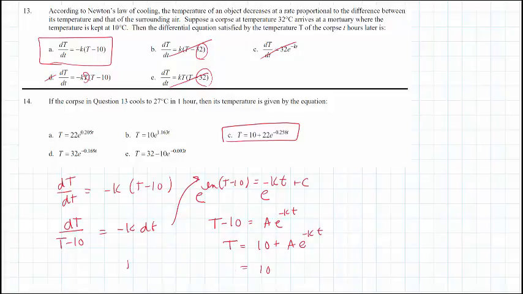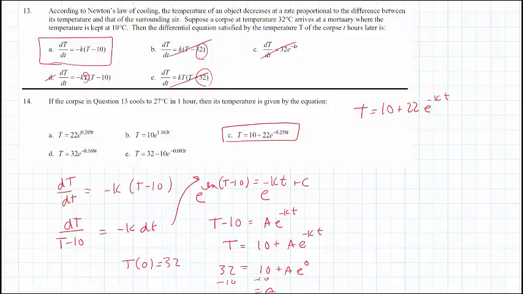At time equals 0, the temperature of the corpse is 32 degrees. So that means 32 goes here, 10 goes here, A, e to the 0. Okay, well, if that's the case, that means A must be 22. So now we've got this equation. Big T is equal to 10 plus 22 e to the negative kt.